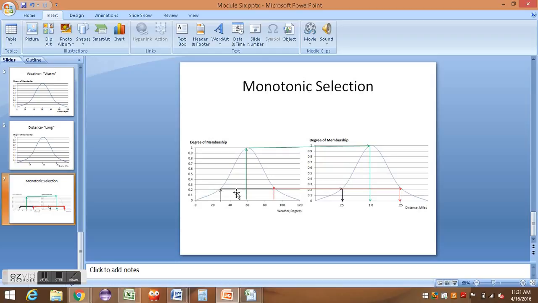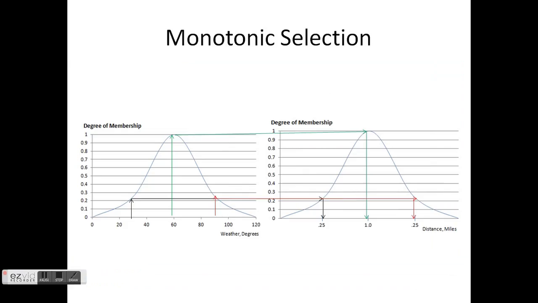So if we look at a monotonic selection of this, we have our weather chart on the left here and distance on the right. So our rule was, if temperature is warm, then distance is long. So a couple of examples in different colors. The black arrows indicate we have 30-degree weather, and then we go over to the distance chart, and that corresponds to a 0.25 mile walk.